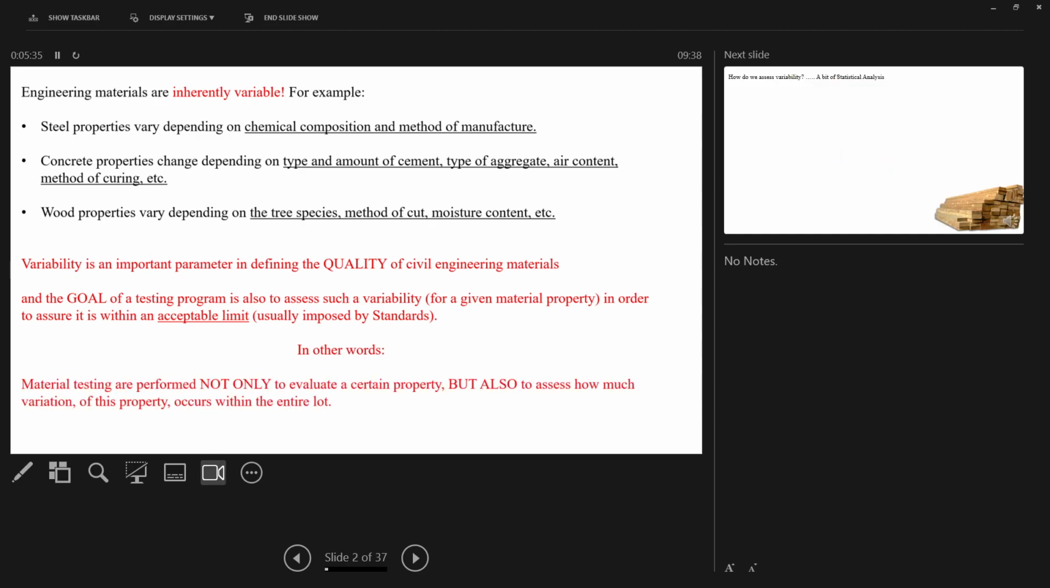Material testing is performed not only to evaluate a certain property but also to ascertain how much variation in that property occurs within the entire lot. So if you've got a batch of wood and it all came from one forest, so we've got a project just now. Do you know what? I'm going to do this because it's actually relevant.